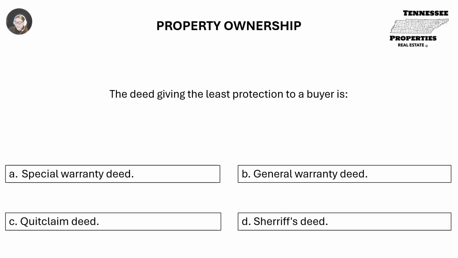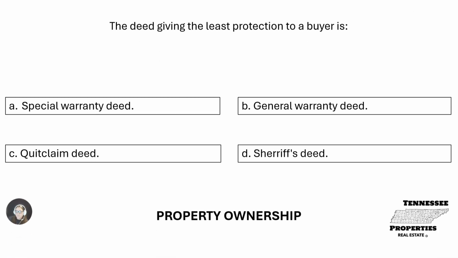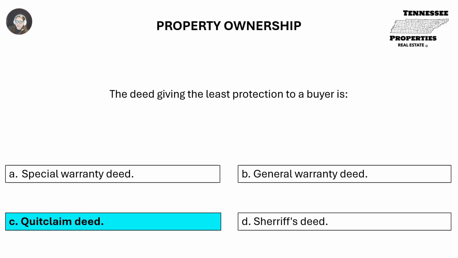The deed giving the least protection to a buyer is A. Special warranty deed, B. General warranty deed, C. Quitclaim deed, or D. Sheriff's deed. C. Quitclaim deed.